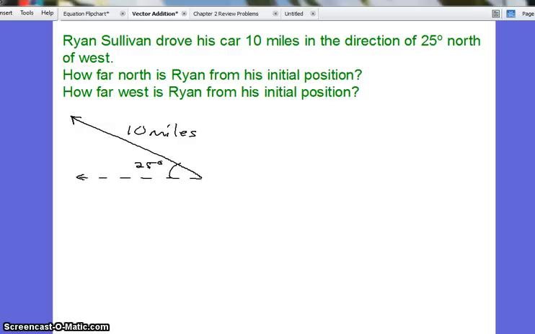Now they ask how far north is Ryan from his original position. So north would be this component. We call them components. I'll call that the y, because it's a distance and it's also in the vertical direction. And they ask how far west is Ryan from his initial position. So that is an x, being horizontal. So this is simply a trig problem here where we use SOHCAHTOA.